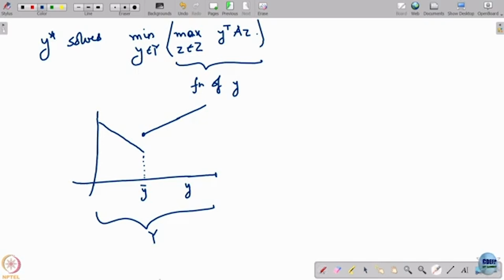The function doesn't have a minimum over capital Y, but it has an infimum over capital Y, right? So there is a least value for this function, but that least value is not attained in the set capital Y. There is no point in the set capital Y whose function value is exactly equal to the yellow value I have marked here. So this is a case where the minimum, or infimum, is not attained.